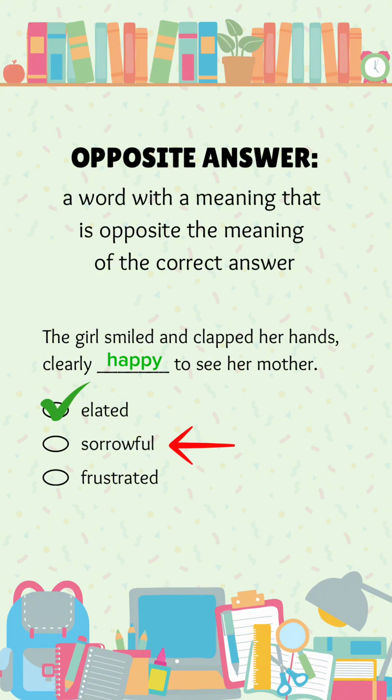But you might even find an answer like frustrated, since someone who's frustrated is not happy. Frustrated is not a total opposite of happy, but it's opposite the idea that goes in the blank. Let's look at some examples from practice test 1 in the official guide to the GRE.